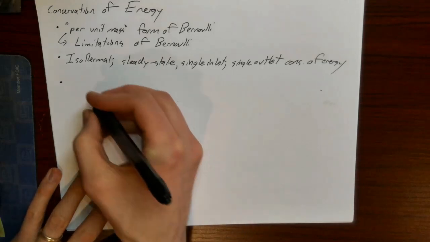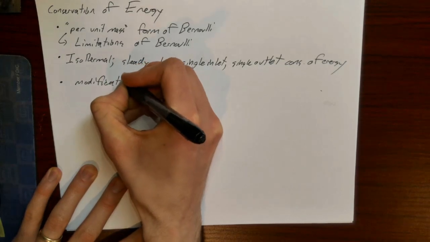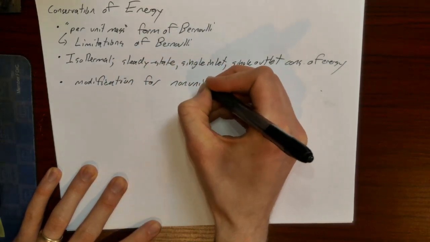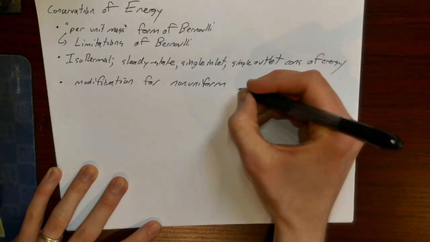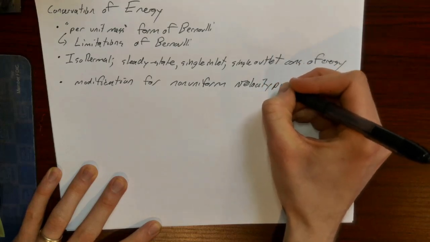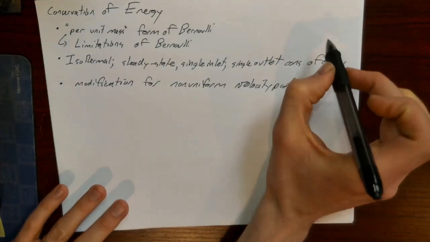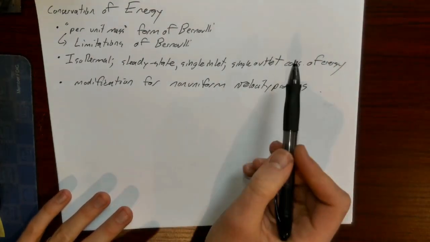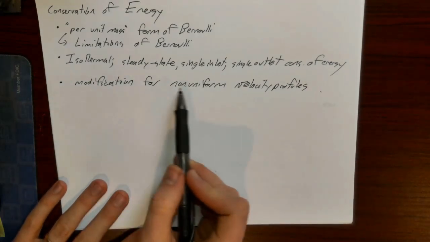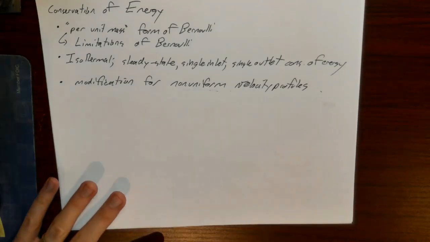So it's basically going to need a modification for non-uniform velocity profiles. Right, if you recall, Bernoulli was defined sort of for a single streamline, and we assumed that single streamline was kind of doing the same across an entire inlet or outlet. This version of conservation of energy is going to allow for the analysis of non-uniform velocity profiles.